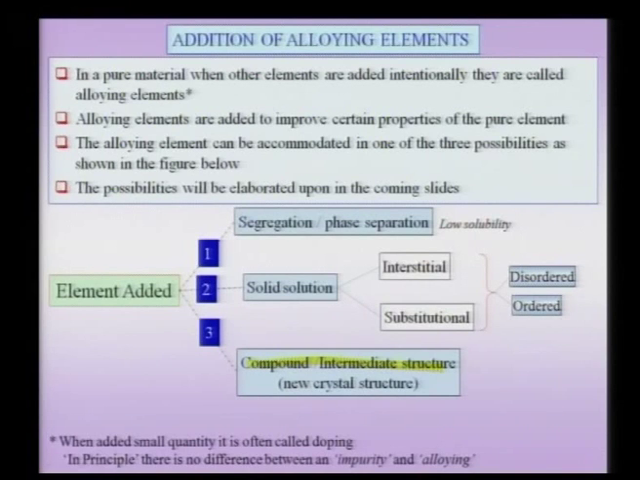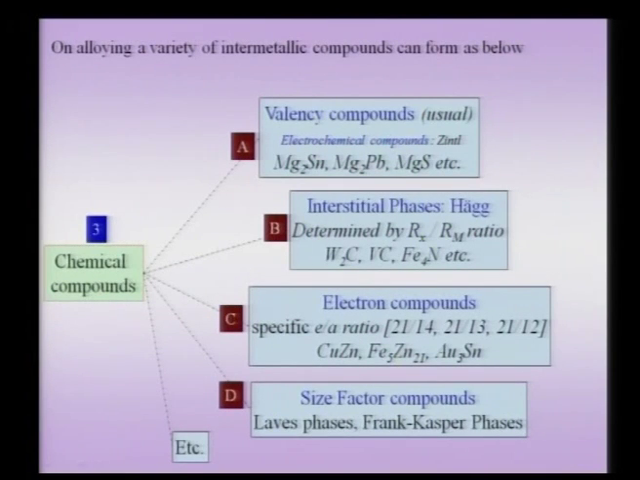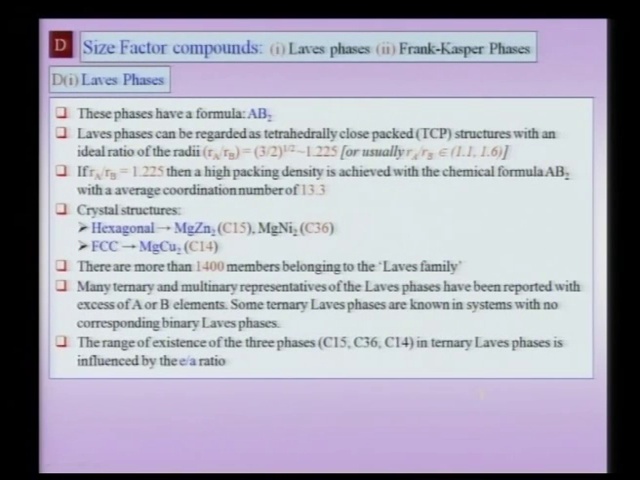Then we went on to see the kind of intermediate structures which can form, and we were discussing that we could have various kinds of intermediate compounds. We had specially discussed the differences between traditional compounds and the compounds which form in intermetallic phases, and we were discussing valency compounds, interstitial phases, electron compounds, and size factor compounds. We had also said this is a small subset of all the possibilities, but nevertheless a very illustrative subset. So, we had already taken up the size factor compounds, and we had discussed the Laves phases.